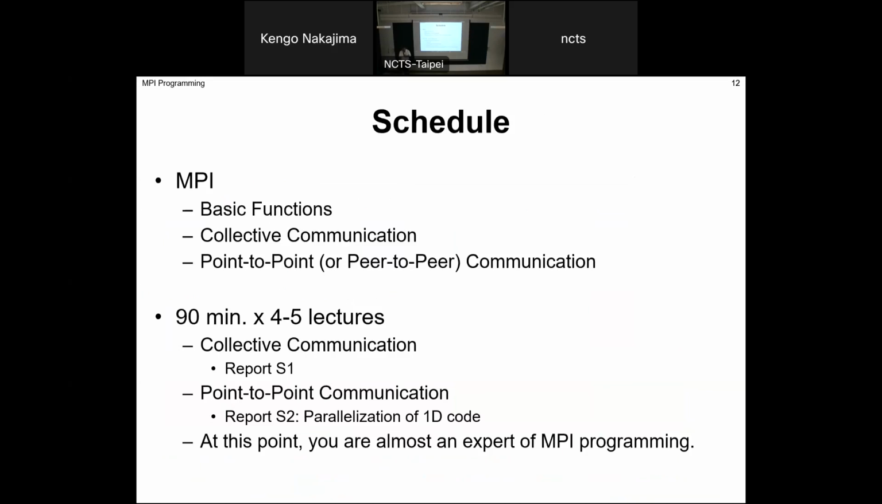Okay, so this is the schedule, starting from the basic functions of MPI, collective communications, and point-to-point communications. The University of Tokyo's usual lecture time is now 105 minutes, 1 hour and 45 minutes. But it was 90 minutes before, so I needed 4 or 5 slots for the 90 minutes. And then we have some homework exercises.